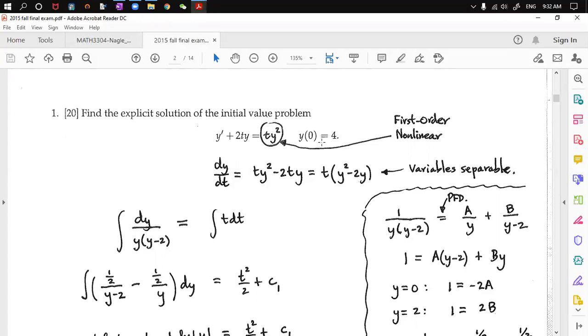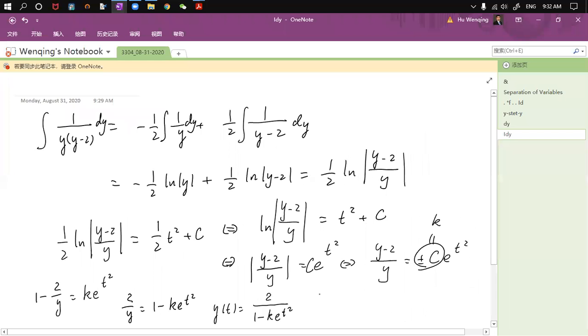That's a very important tip I give to everybody: whenever you come to the exams of this class, you must look at the problem carefully. Here the problem says y(0) is 4. So what if y(0) is 4? Well, y(0) is equal to 2 over 1 minus k, and that is 4. So k must be 1/2, right?